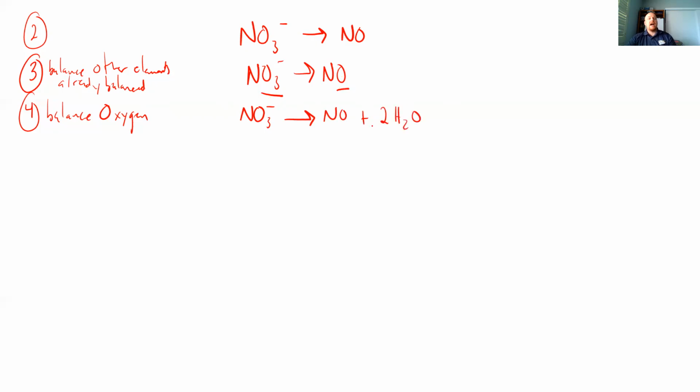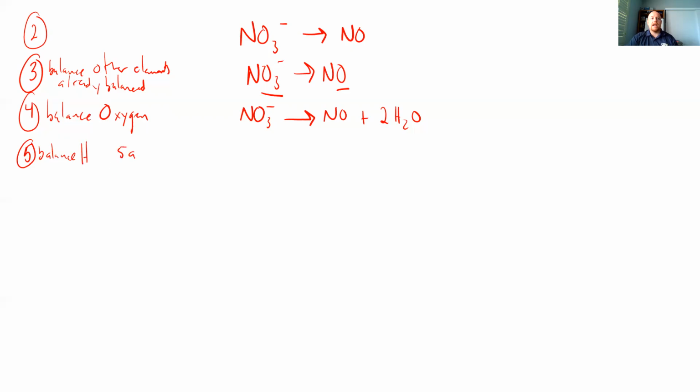Now in the next step, we're not going to worry about touching these waters. Leave those waters alone as part of the overall reaction where the oxygen is now balanced. If you do anything besides the steps that I explained here, you may pull your reaction out of balance in terms of the oxygen. So let's do step 5, which is balancing hydrogen.